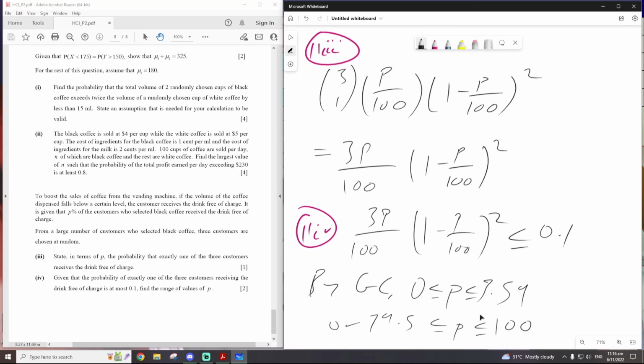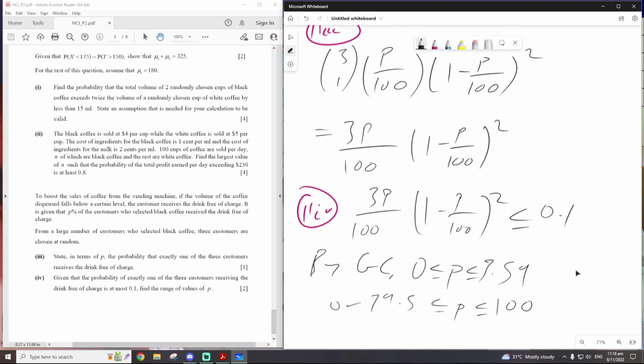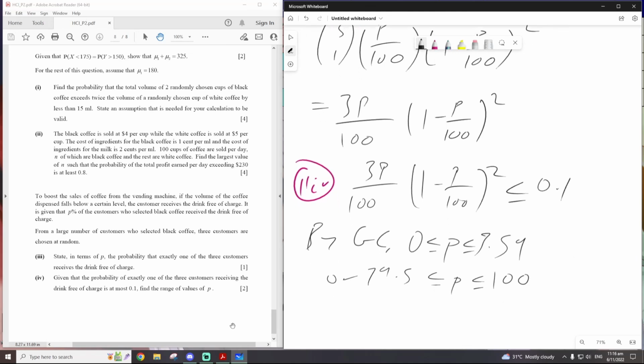The reason why it actually works even though the P is close to 100 means that it's starting to be more likely that 2 or even 3 customers receive a drink free of charge, right? And ideally, of course, if the latter part is happening, obviously you need to fix your coffee machine lah.